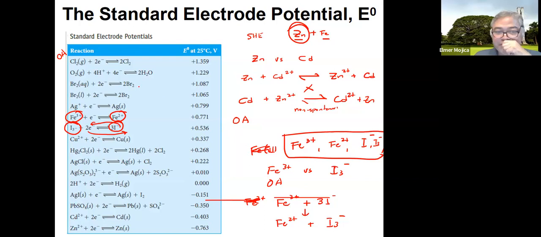Because remember, this one will remain like this, right? Kasi siya yung more reduction, higher reduction potential. So this one will undergo oxidation. So in the end, this will be converted to this species. So ang magdo-dominate ay yung Fe2 plus tsaka triiodide. Ganun yung interpretation based on this one.